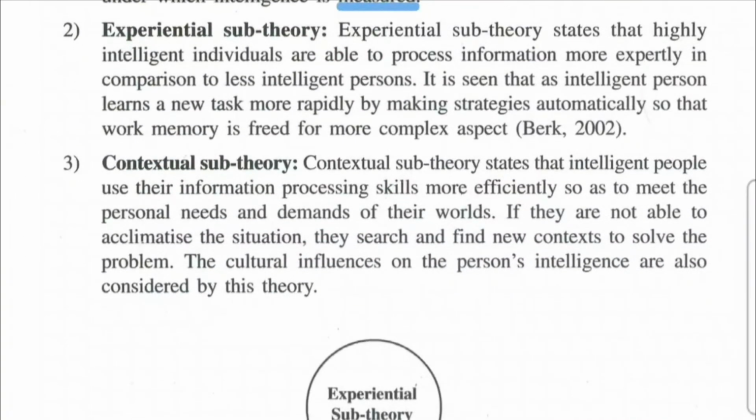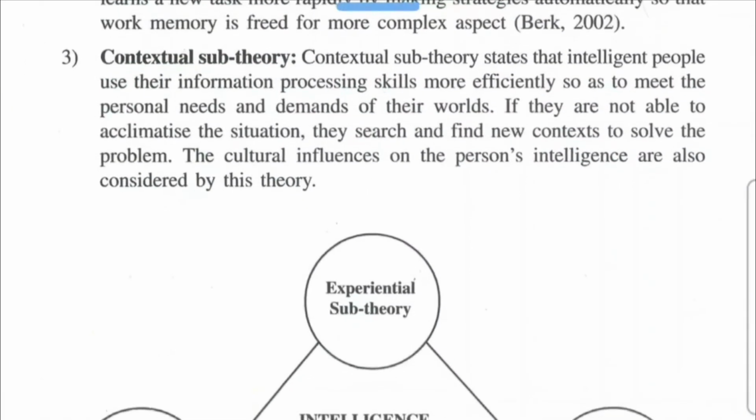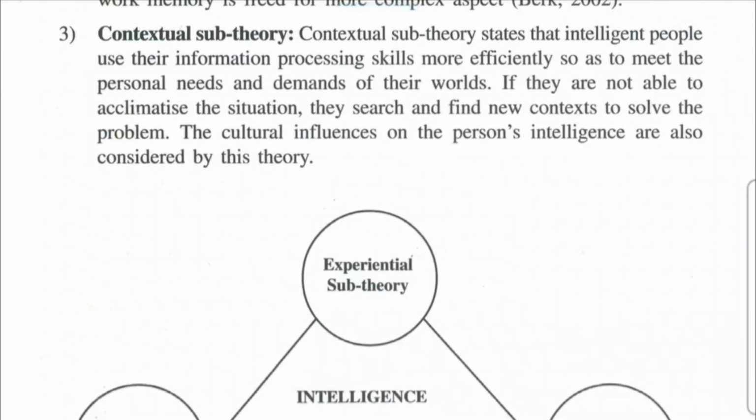2. Experiential subtheory. The experiential subtheory states that highly intelligent individuals are able to process information more expertly in comparison to less intelligent persons. It is seen that an intelligent person learns a new task more rapidly by making strategies automatic, so that working memory is freed for more complex aspects. Burke, 2002.